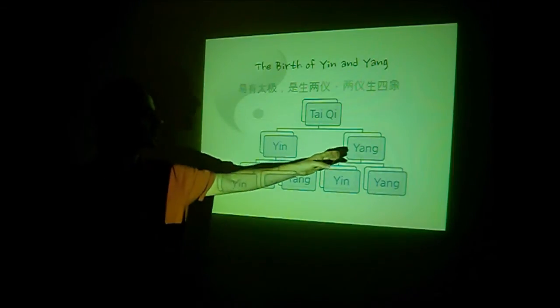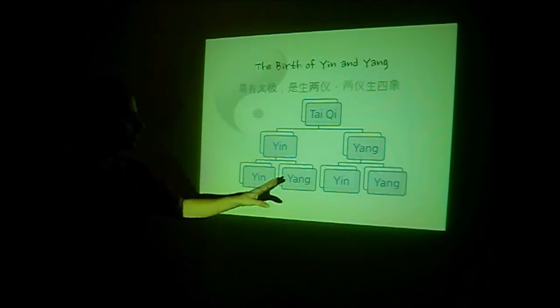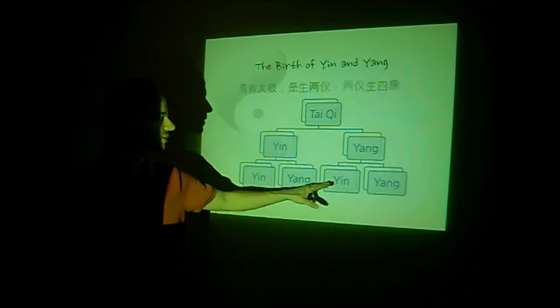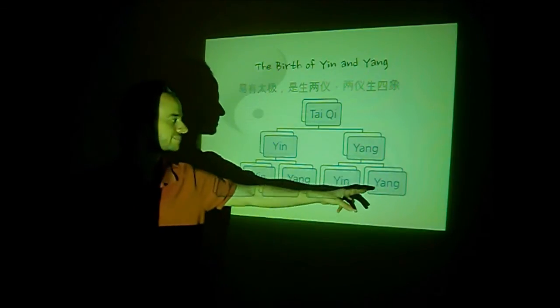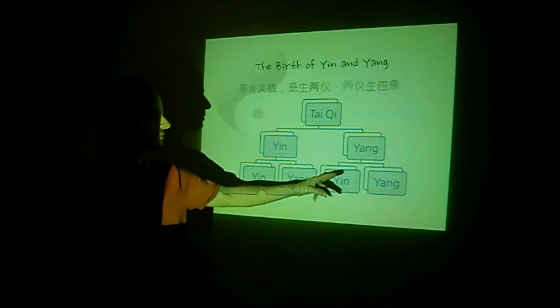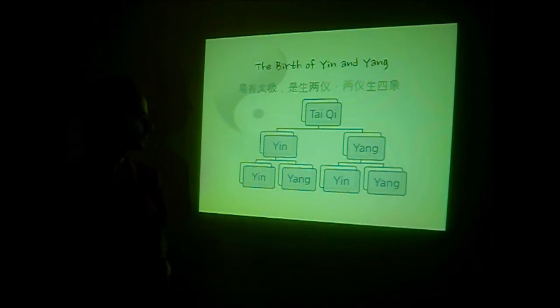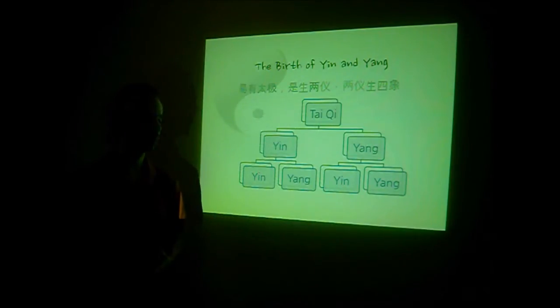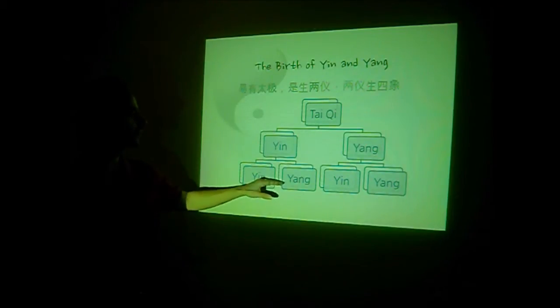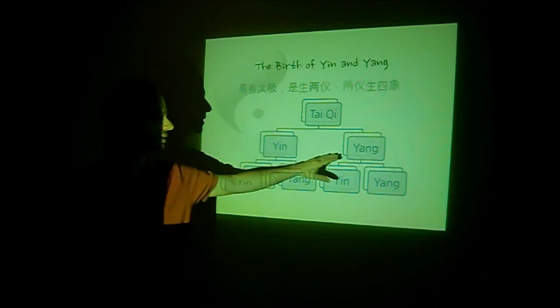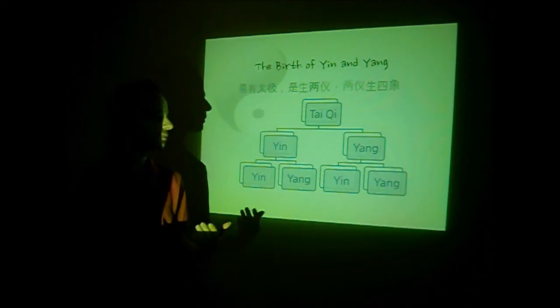And from Yin and Yang come two of each. So Yin within Yin, Yang within Yin, Yin within Yang, and Yang within Yang. These are the four. And these are the four constitutions, the four symbols, the four basic elements in all things. And we'll talk a little bit more about that. But before we get to this four, we have the basic concept of Yin and Yang in their pure form.